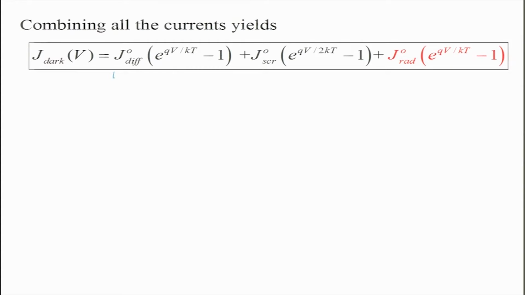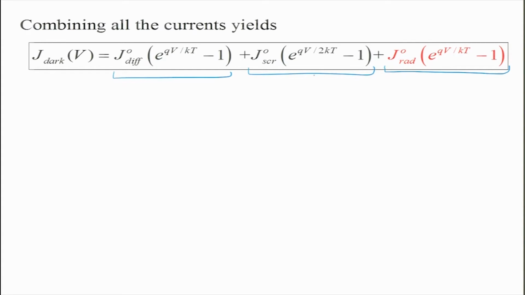So, if you combine the two things together, J dark has a diffusive component, and this is the space charge component. There is another component that we have added here, which is because of radiative recombination, which will always occur. Radiative recombination is present in all semiconductors, and especially in direct band gap semiconductors it is very prominent. So, another term is added ad hoc, whose dependence goes as exp(qV/kT) minus 1. So, there are three components of dark current.